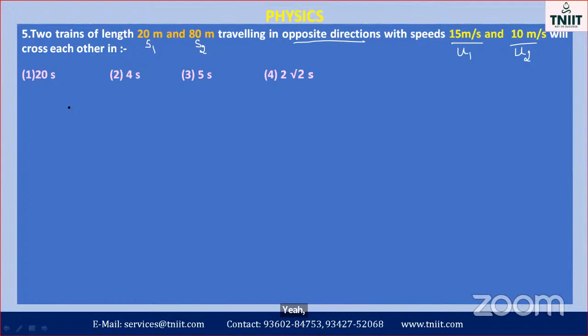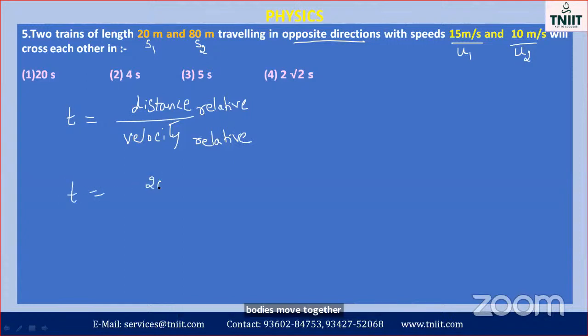Good. What is the time? Time formula, distance by what? Velocity. Here you should talk about relative velocity because both the bodies move together.